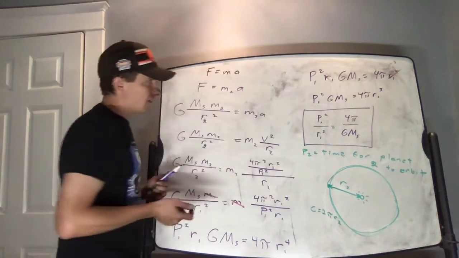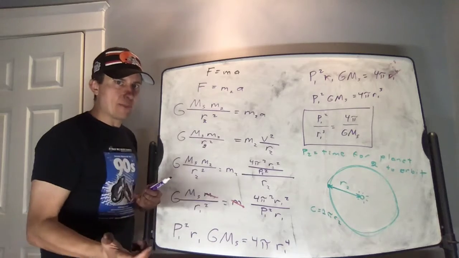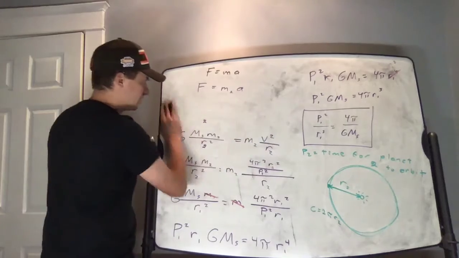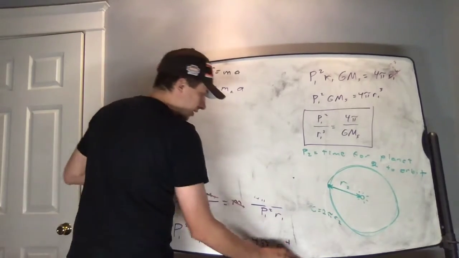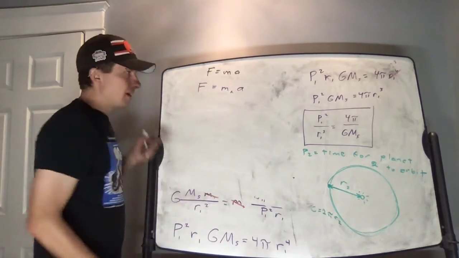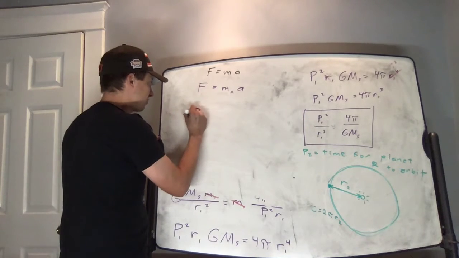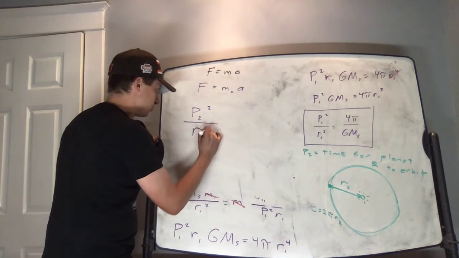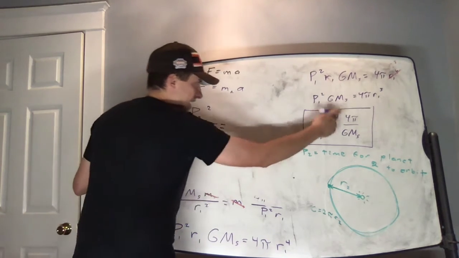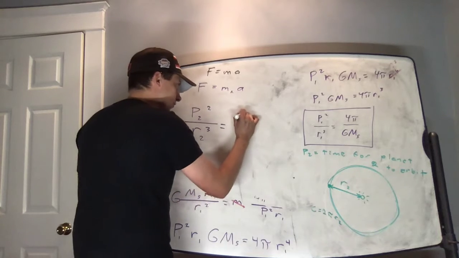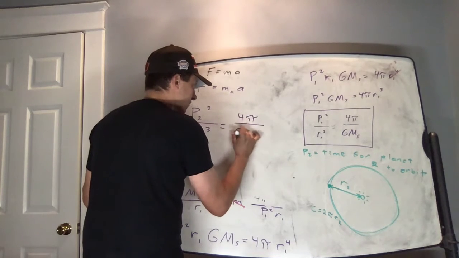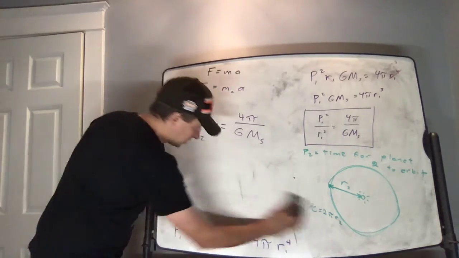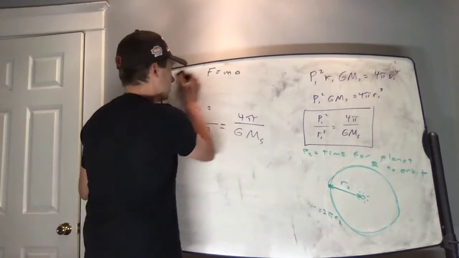So I could say there is a relationship between the amount of time it takes planet 1 to orbit the sun and the distance from planet 1 to the sun. I could write a very similar relationship between the amount of time it takes planet 2 to orbit the sun and the distance from planet 2 to the sun. And that is still going to end up being equal to 4 pi over Newton's gravitational constant times the mass of the sun. Now let's think about what we have said in this problem.